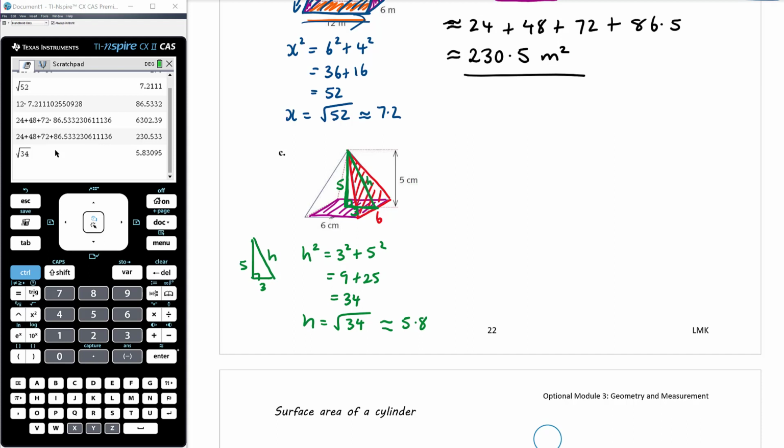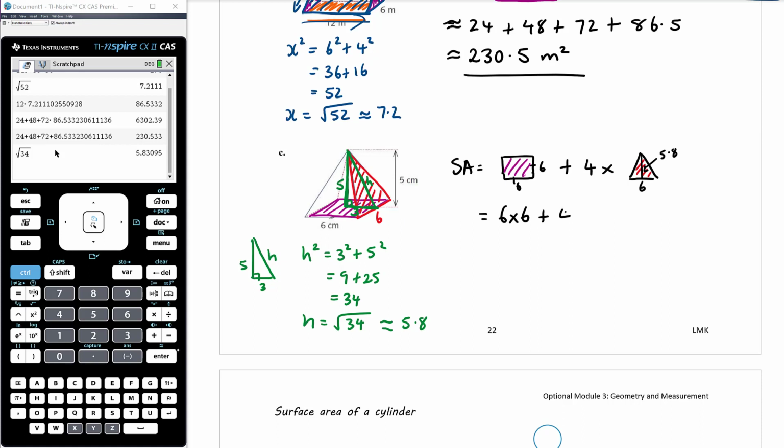Okay, so now if we think about our surface area, we've got the square on the bottom, the 6 by 6 square on the bottom, we've just got one of those, plus we have 4 triangles, the red triangles. So this is the purple square on the bottom, and these are the red triangles here. And the base of those red triangles is 6, and the height of those red triangles we've just worked out is approximately 5.8.